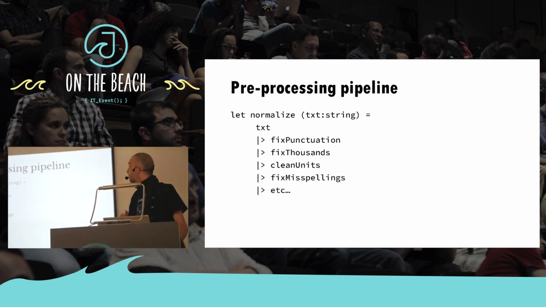And so as a result, we ended up with a pipeline like this. This is again F# code. Take a string, first transformation, fix the punctuation, fix thousands, clean units, fix. And so we went from raw data to more and more transforms.